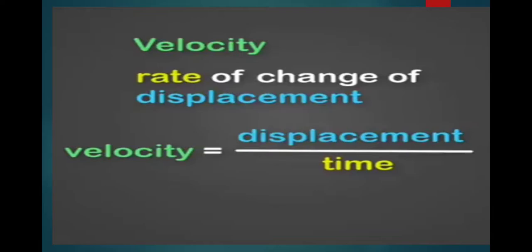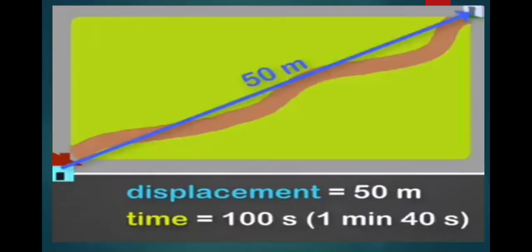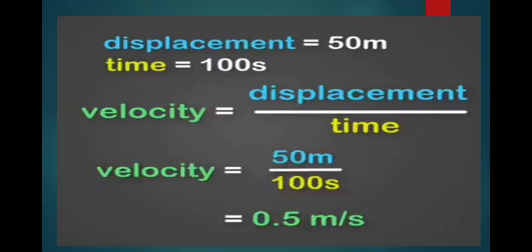Now let's look again at the example. So our displacement was 50 meters and the time is the same, 1 minute 40 seconds. So what is your velocity? That's right, 50 meters by 100 seconds, so that's 0.5 meter per second. So speed and velocity have the same unit, meter per second.